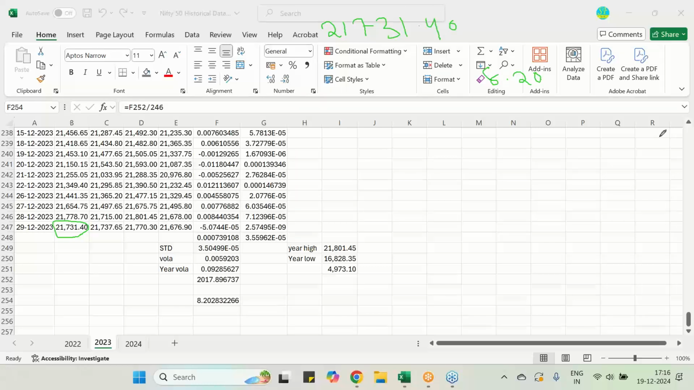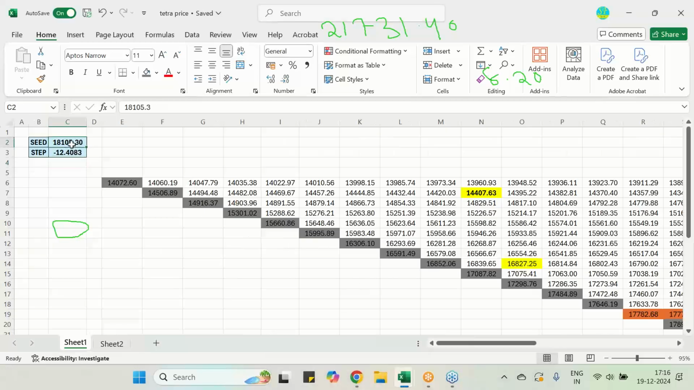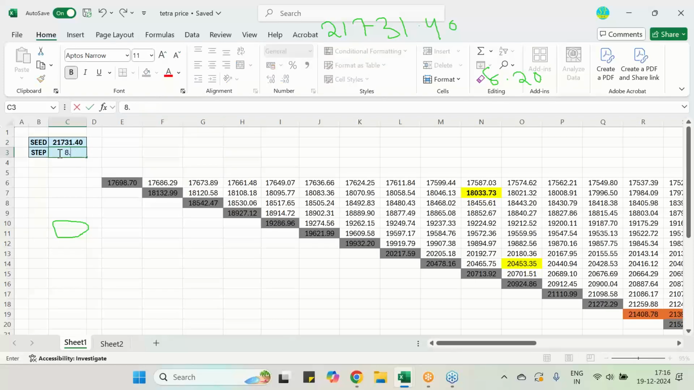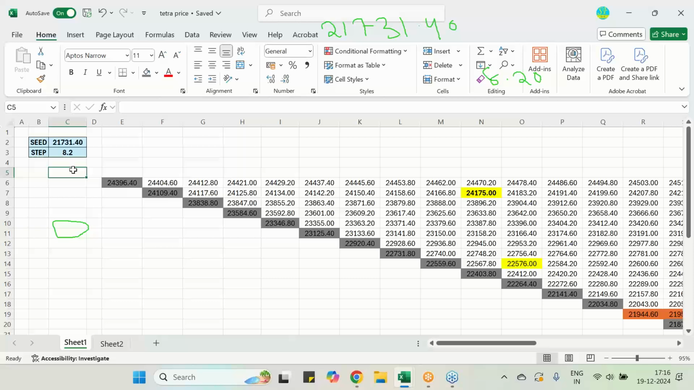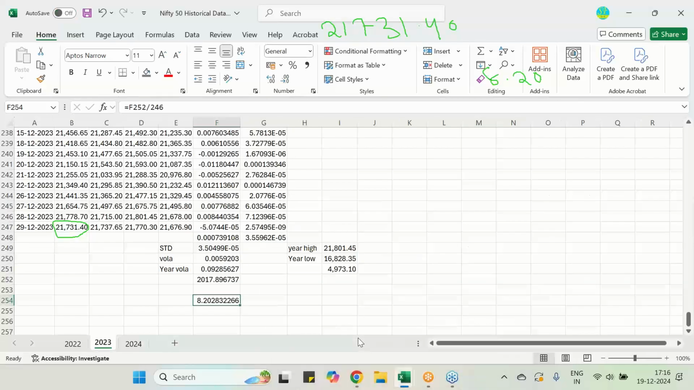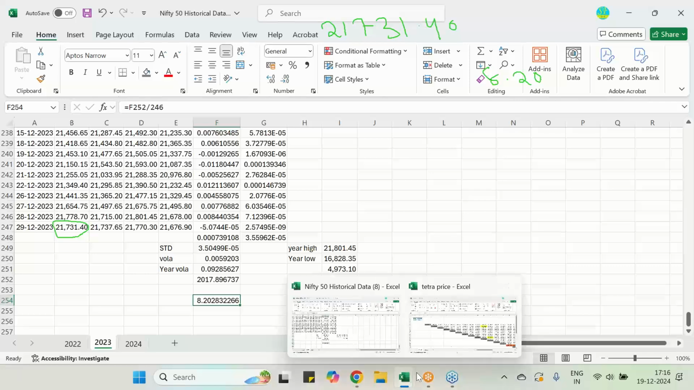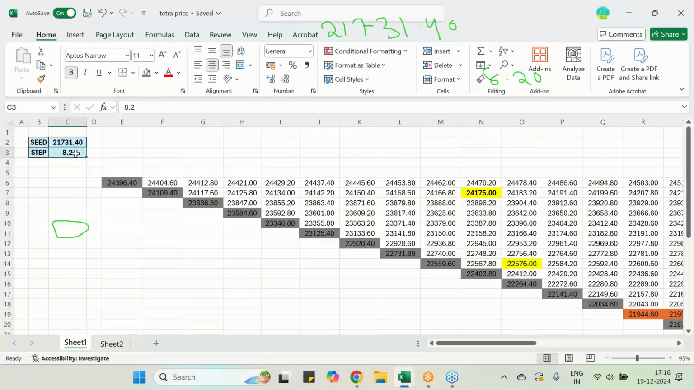731.40. This is what happened. So now we'll be putting the same thing in our Excel, and I'll be taking 21,731.40 and 8.2. So I told you these are plans, structures. Only thing is that you have to fit this structure into different ways. 2028, 2029 you can put it. So these are our steps, and we have made this.